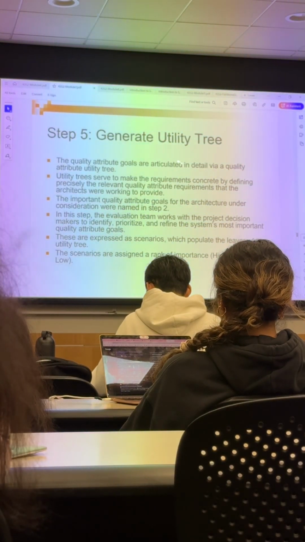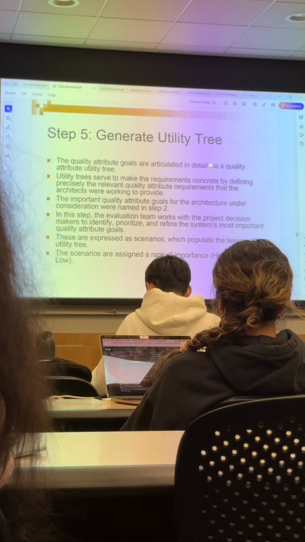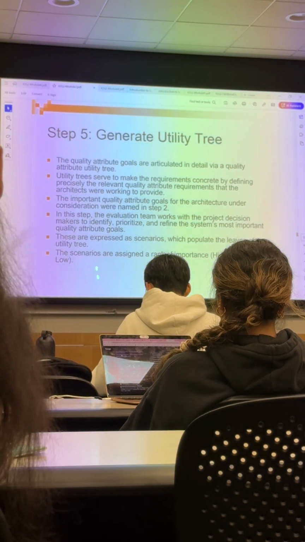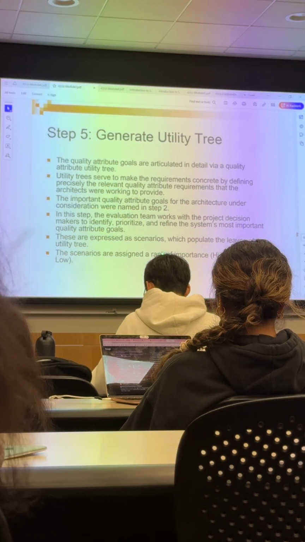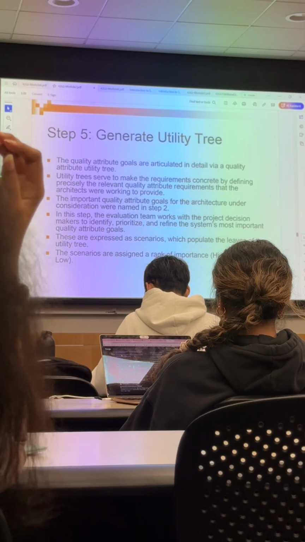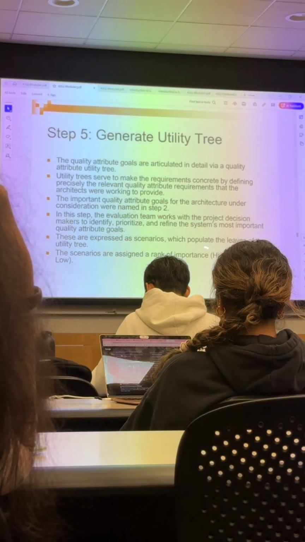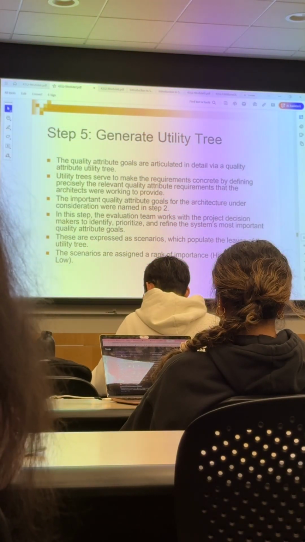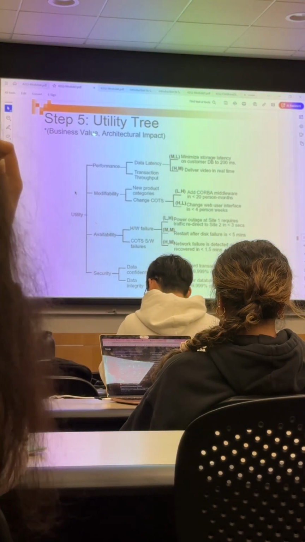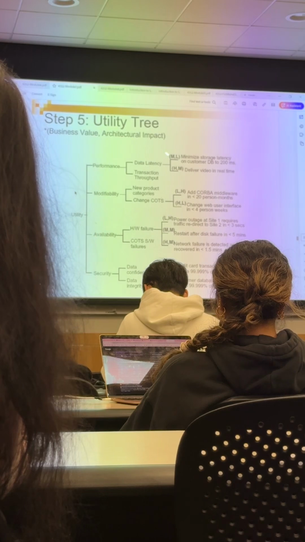Step 5, the architect will generate a utility tree after consultation with the evaluation team, and you already know what this is. So the scenarios are ranked. We will prioritize the scenarios, and this utility tree will have all the scenarios in terms of importance and weightings. You all know what a utility tree is. Again, it shows the business value, architectural impact in terms of the weightings.